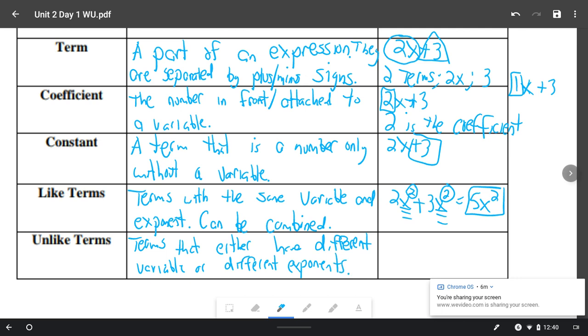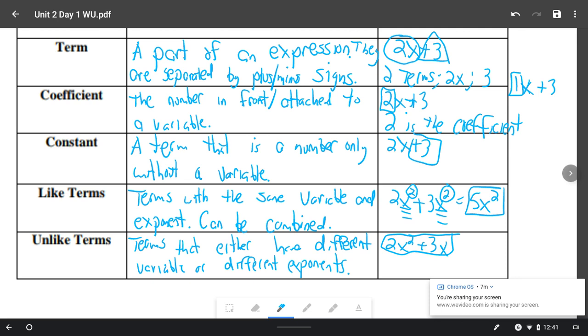And these cannot be combined. So if we had a 2x squared plus just a 3x, those we can't combine. They both have an x, but they both don't have a 2 as their exponent. So that would be my final answer if it asked me to simplify that.